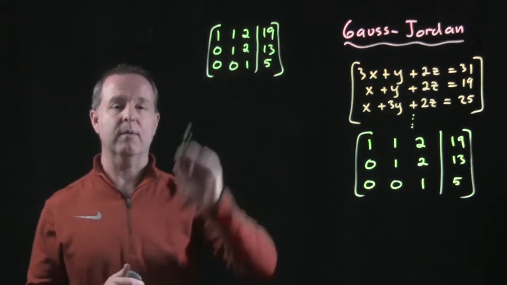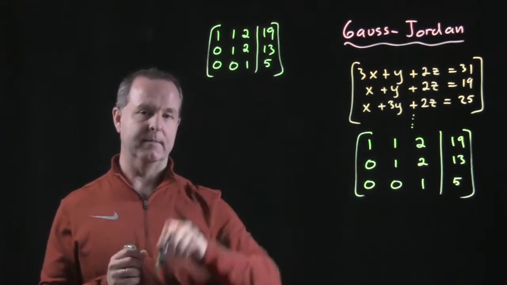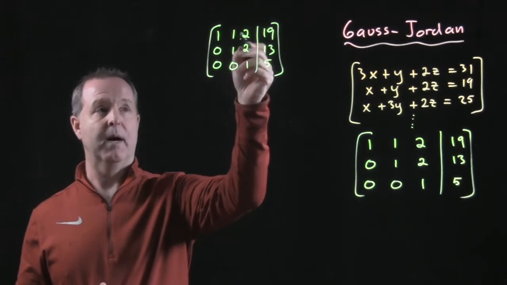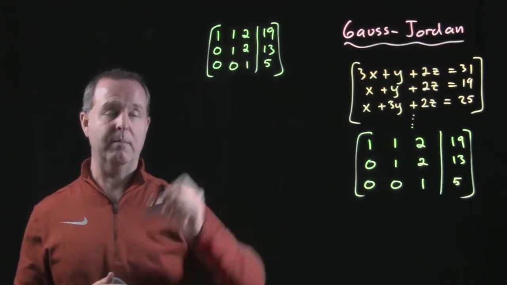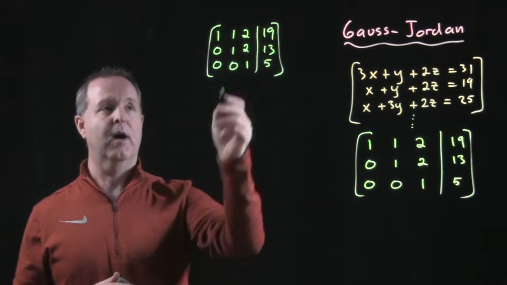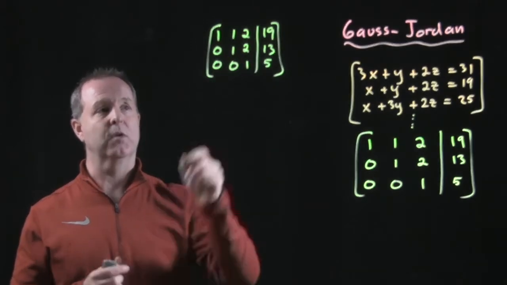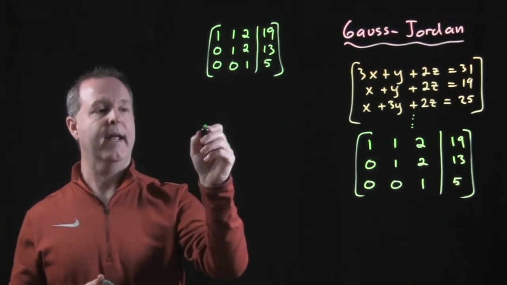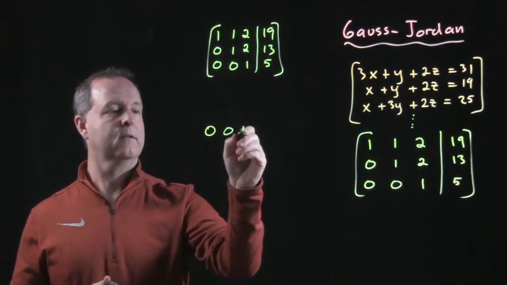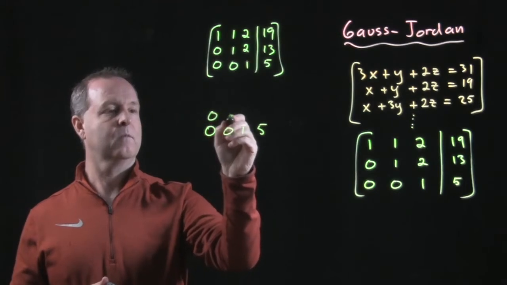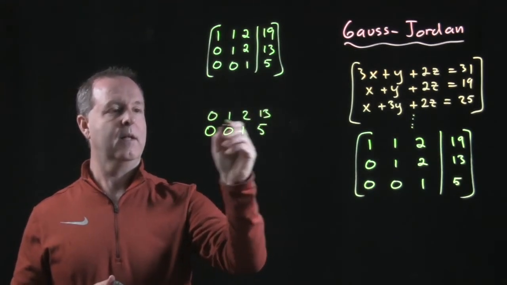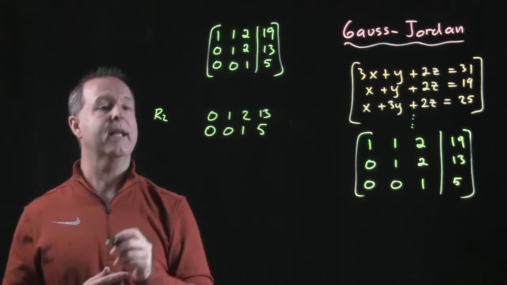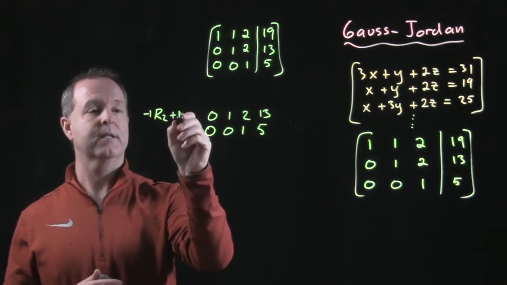So I started over again with my work up here, same system. Since I want zeros above all the ones, as well as below all the ones, so I want zeros up in the top two spots there. Let's begin with how to get this one to become a zero. Let's multiply row 2 by a -1 and add it to row 1.